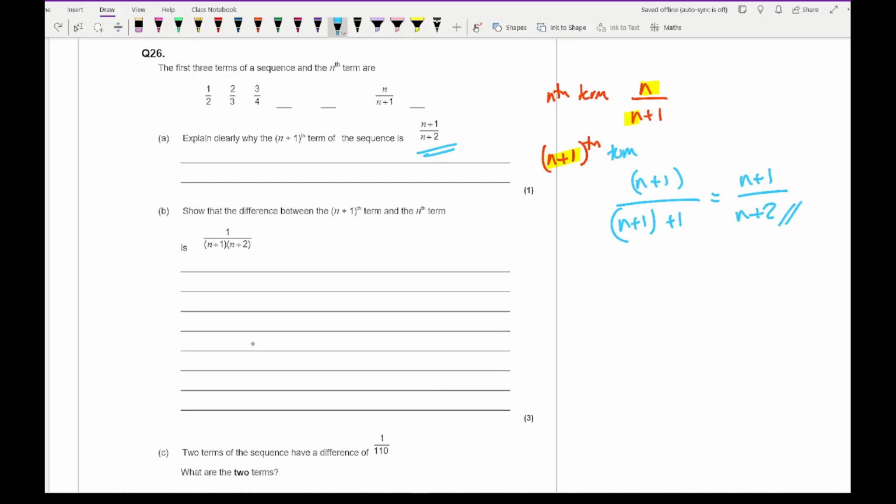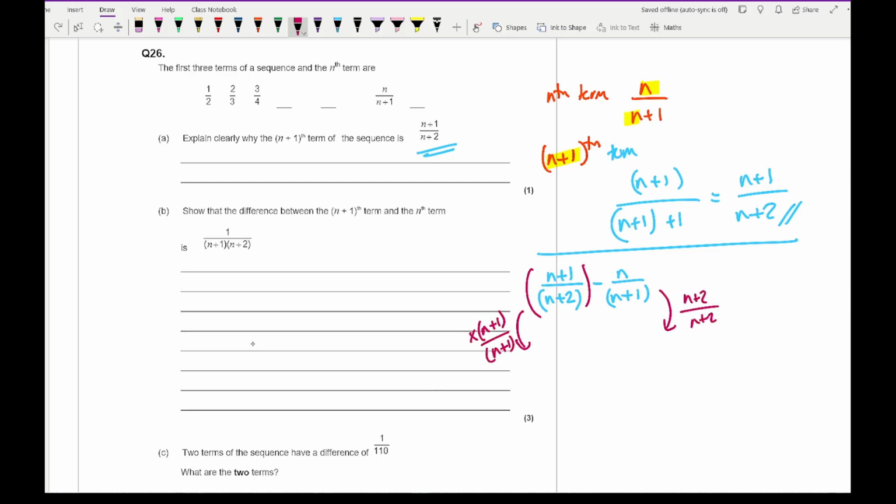It then says show that the difference between the n plus 1th term and the nth term is this. So the n plus 1 term is n plus 1 over n plus 2, and I'm going to subtract n over n plus 1 from that. This becomes an algebraic fraction that we need to write as a single fraction. So I multiply the first fraction by n plus 1 over n plus 1, and I multiply the second fraction by n plus 2 over n plus 2.